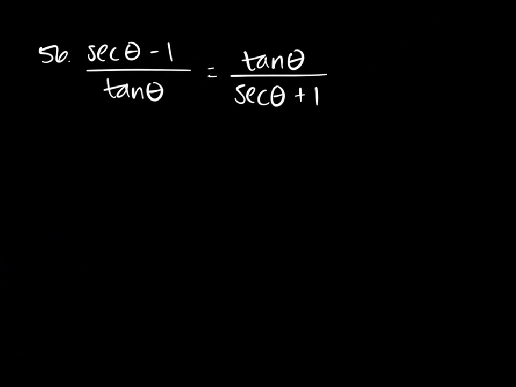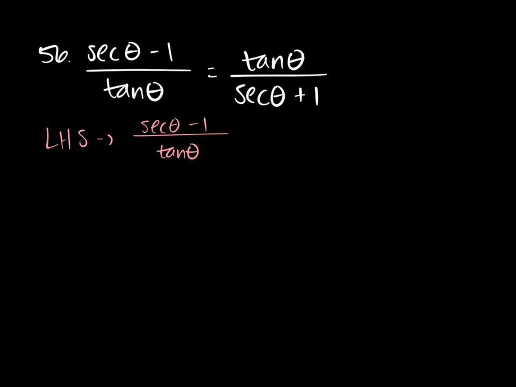Then let's look at 56. It says secant theta minus 1 over tangent theta is equal to tangent theta over secant theta plus 1. Now, we can start from either side. I decided to start from the left side just because I wanted to. You can start from the right side if you so decide. So, starting with the left-hand side, you've got secant theta minus 1 over tangent theta. I could immediately go into changing everything to sines and cosines and then go from there.